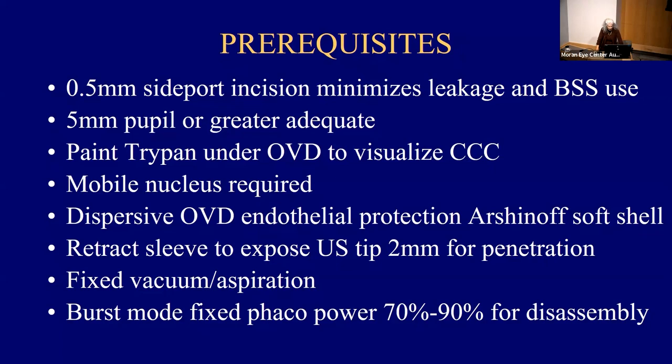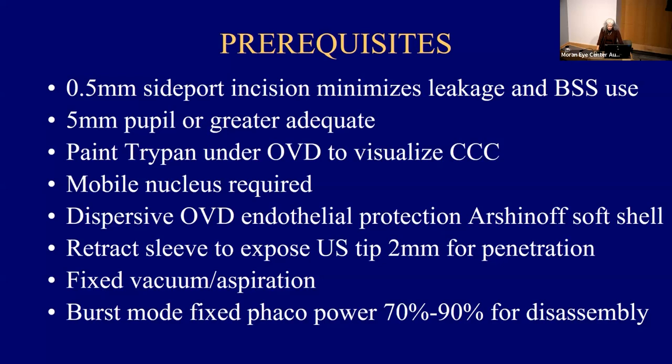We must have a mobile nucleus for my procedure so that we don't stress zonules. And usually this is very easy in a brunescent lens because there could be a little cortical capsular adhesion, but by and large, the fluffy cortex is pretty much gone and it's headed towards being hypermature and Morgagnian anyway, so it's easy to establish that mobility. I like to really use that Oshinoff soft shell, particularly in this setting.